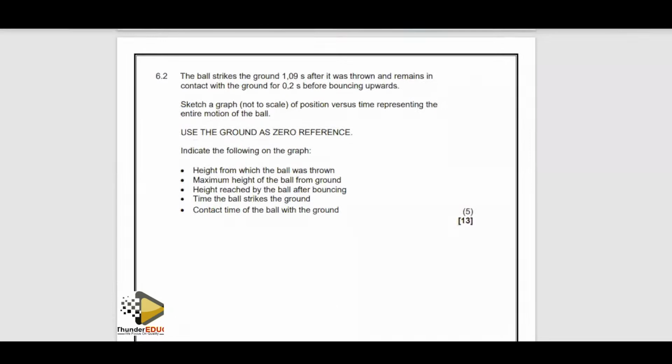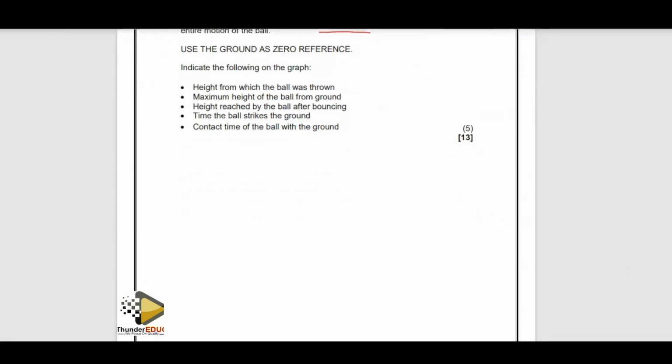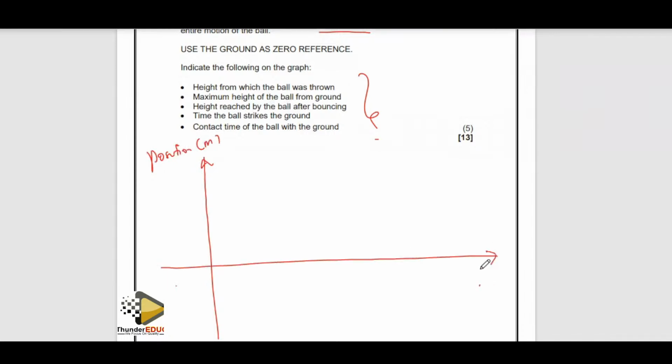And then they are telling us the ball strikes the ground 1,09 seconds after it was thrown and remains in contact for 0,2 before bouncing off. We need position versus time. Use the ground as a reference and indicate the following. When they say indicate the following, this is what they're going to mark. So this is position in meters, and this is my time in seconds.